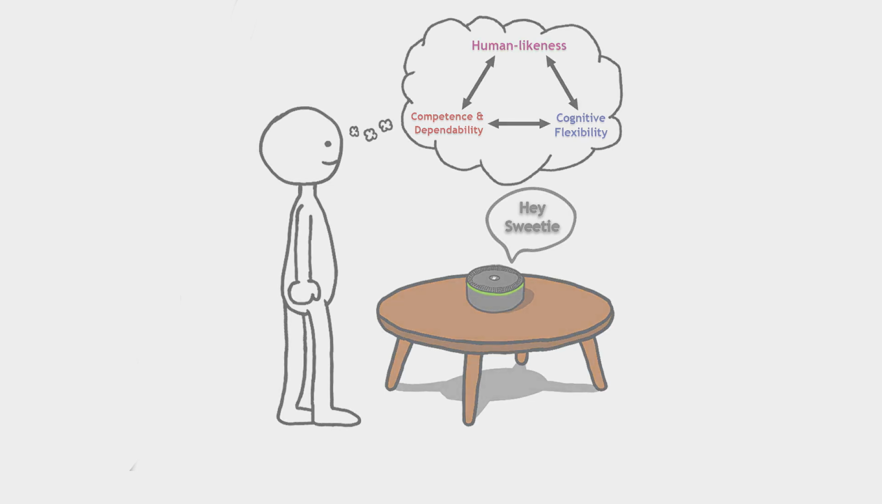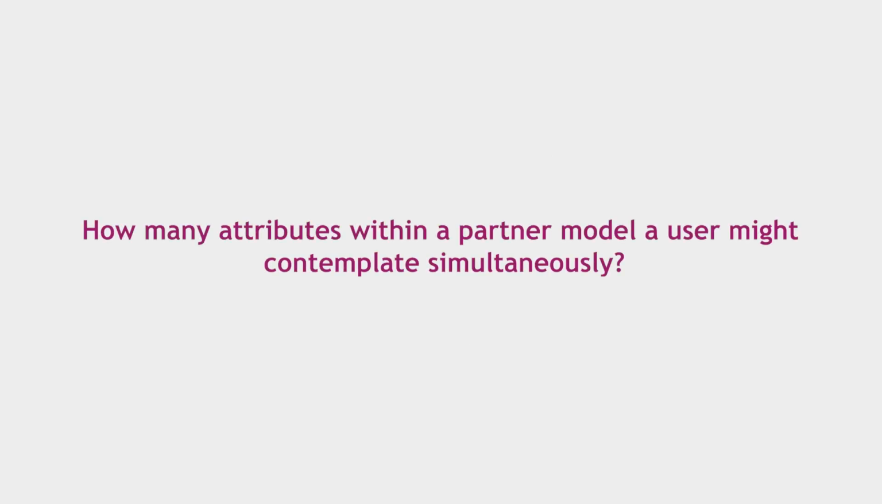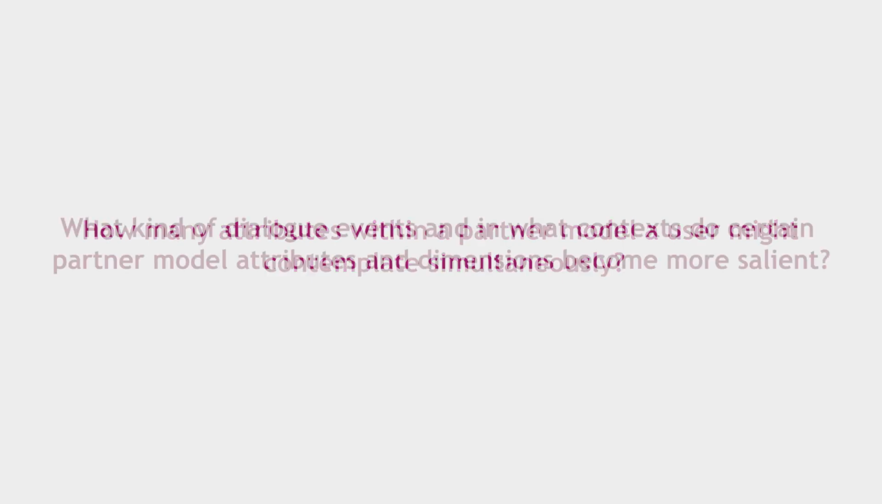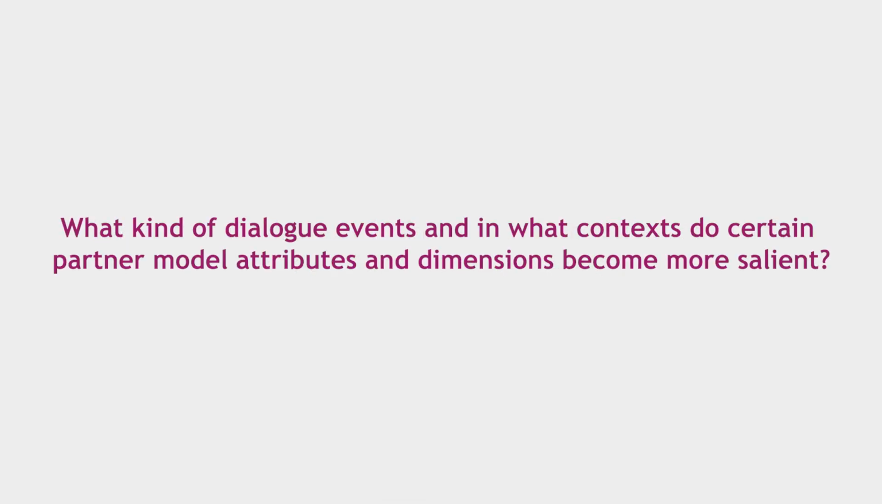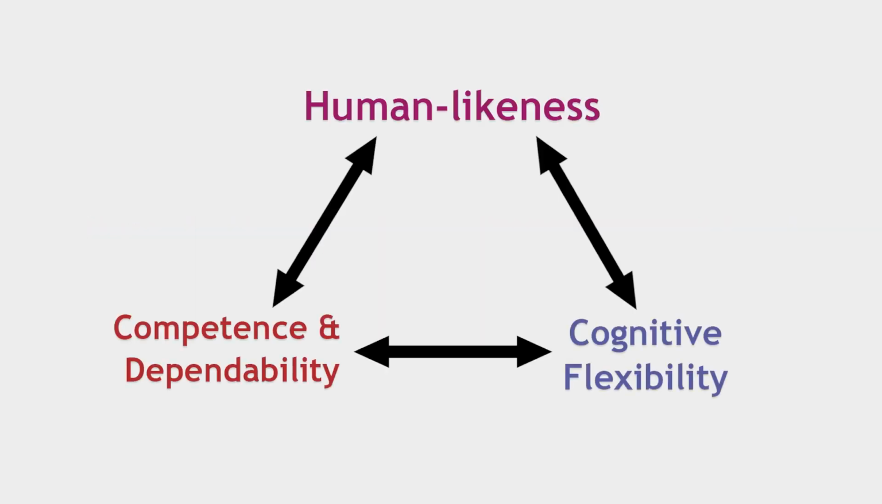In terms of better understanding psychological aspects of human-machine dialogue, our work provides avenues for examining things like how many attributes within a partner model a user might contemplate simultaneously, what kind of dialogue events and in what context do certain partner model attributes and dimensions become more salient, how malleable or persistent are initial partner models, and how do they change over time.